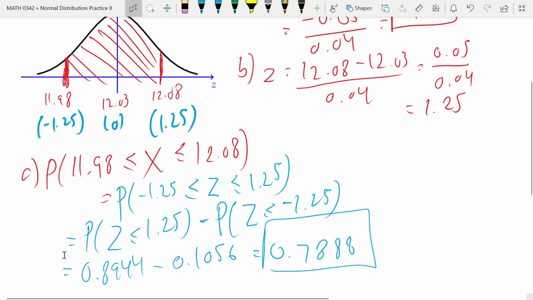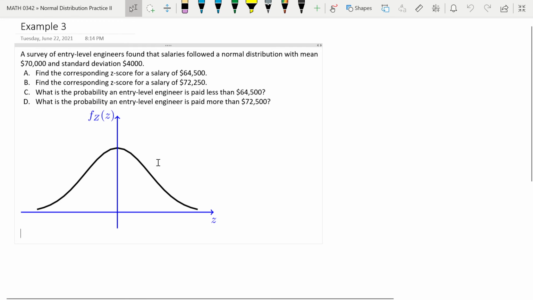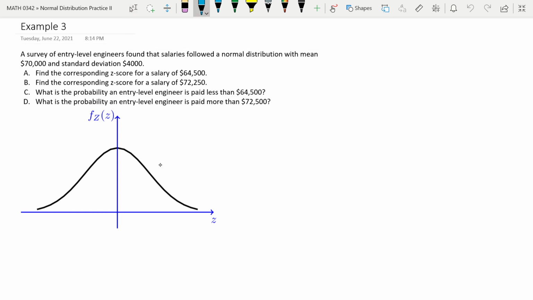So notice how we already had an in-between problem, but now we cast it into the standard normal distribution so that we could use a z-table, which is the goal of this set. Understanding how to move from a raw specific distribution, from raw scores to standard scores. So let's look at this last example. We have a survey of entry-level engineers, and their salaries follow a certain normal distribution with mean 70,000 and standard deviation 4,000.